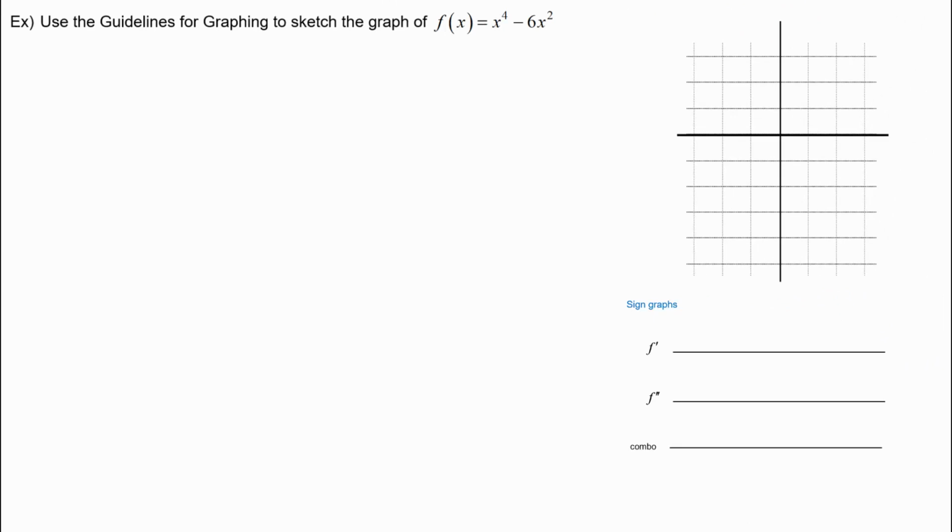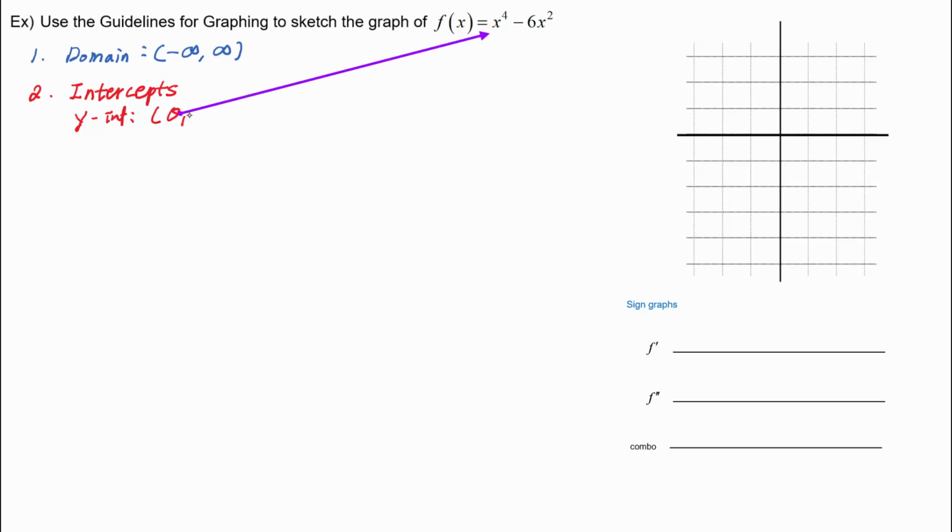Last example. Use the guidelines for graphing to sketch the graph of f of x equals x to the fourth power minus 6x to the second power. This is a regular polynomial, so of course the domain is all real numbers. Let's find the intercepts. We can find the y-intercept by setting x equals 0. When x is 0, 0 to the fourth power minus 6 times 0 to the second power is 0 minus 0, which is 0. So my y-intercept is (0, 0).